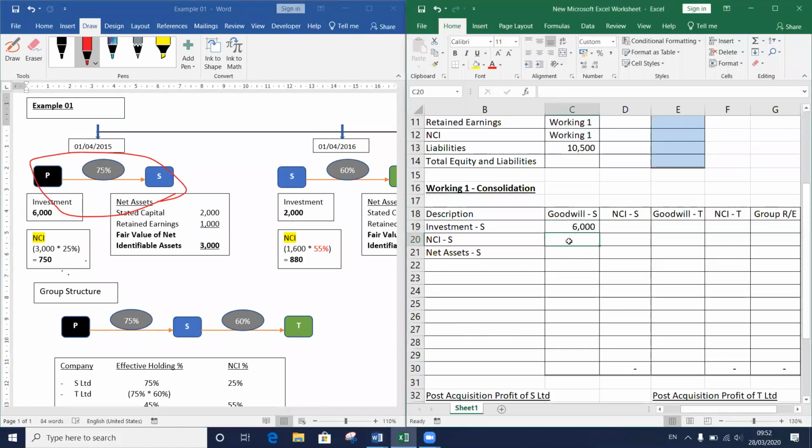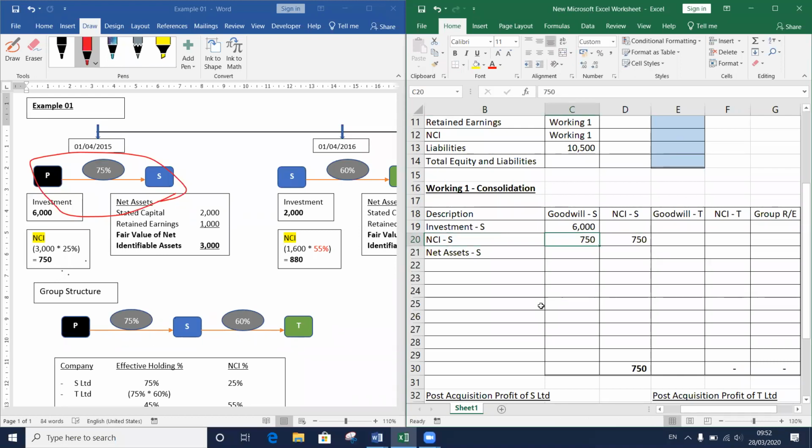Right, NCI value of S. What is the amount? NCI value of S. The amount is what? Minimum transaction NCI value. We have already calculated. It is 750. Right. So this is also a double entry.